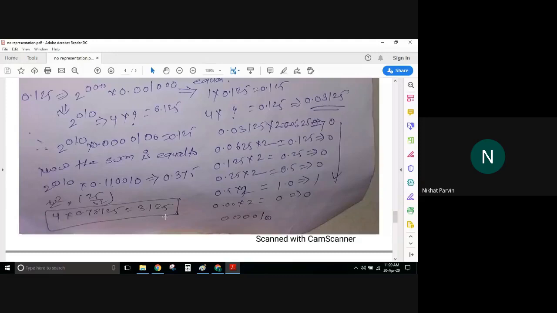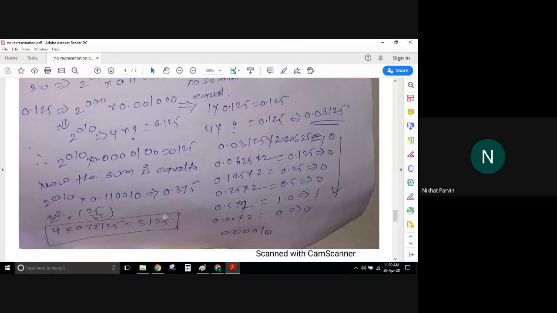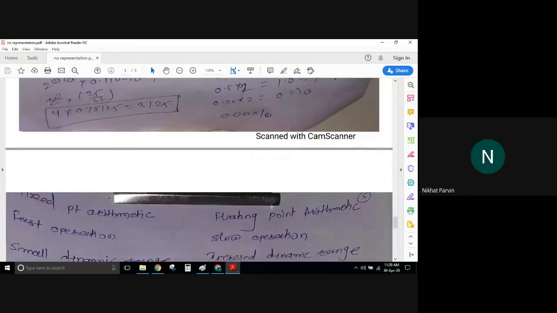So you can see here a lot of trouble you have taken to do a simple addition compared to your fixed point arithmetic. That's what I was telling. It is a little bit lengthy compared to your fixed point addition. Okay, but here we can solve the problem of your overflow. That is the main thing. So this is, in brief, about your fixed point arithmetic and floating point arithmetic.